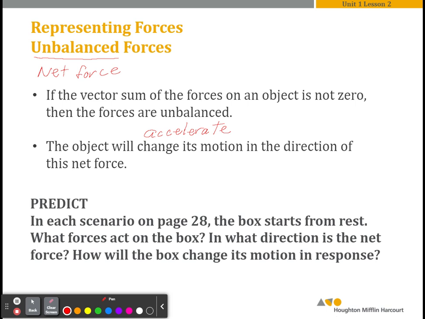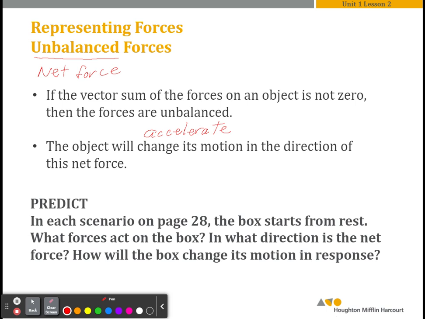In the second example, we see a box attached to a rope hanging from the ceiling. In this example, we see that the downward net force is longer. The downward vector is longer than the upward vector. So the downward vector represents gravity. The upward vector represents tension, the rope pulling back up on the box.